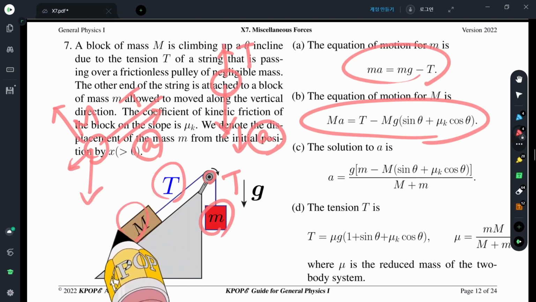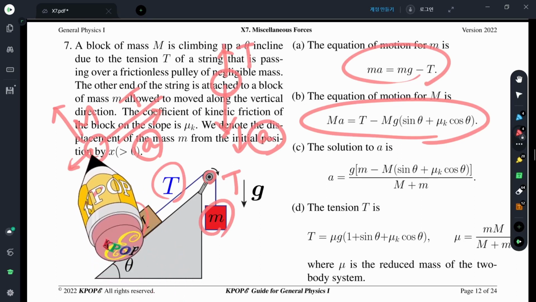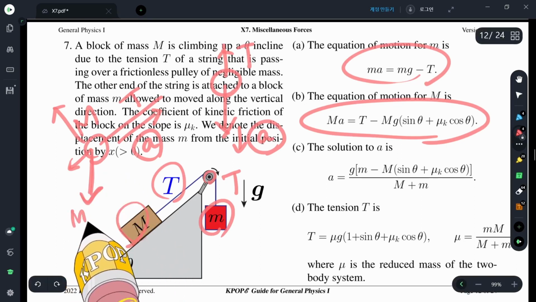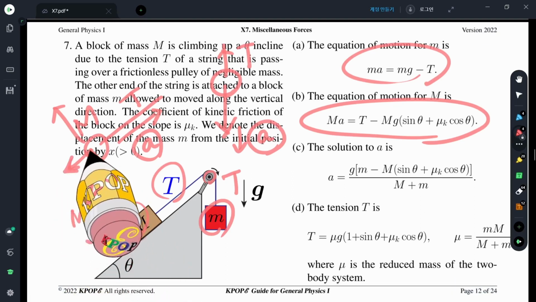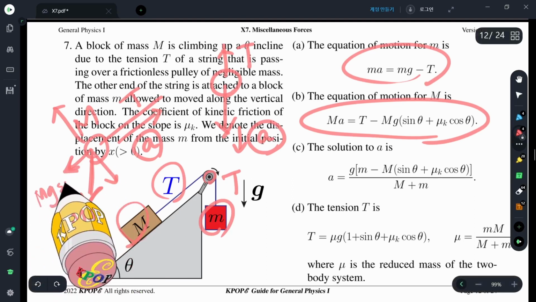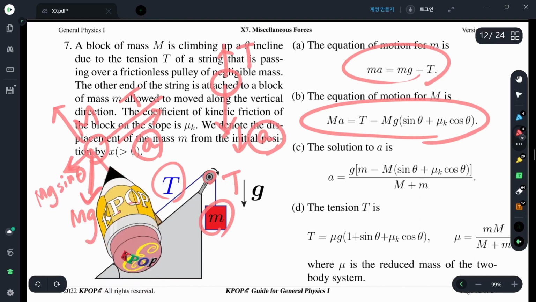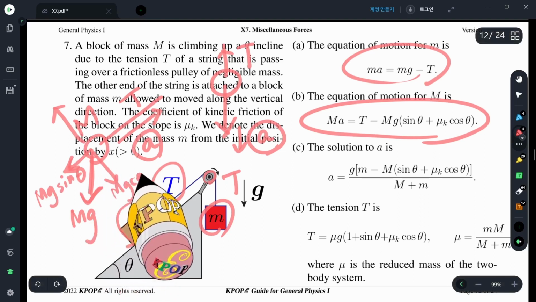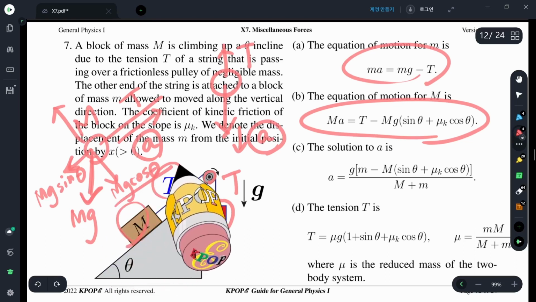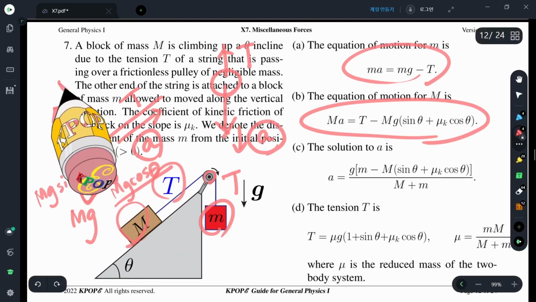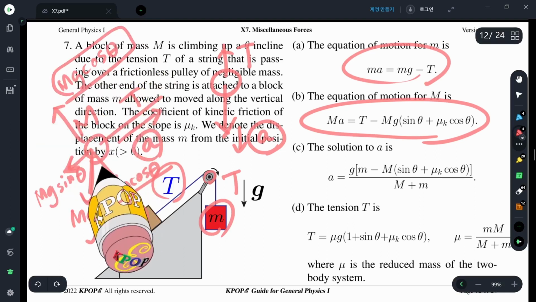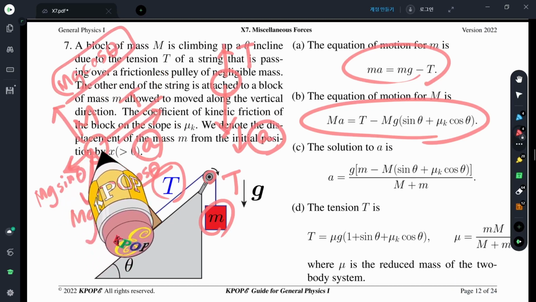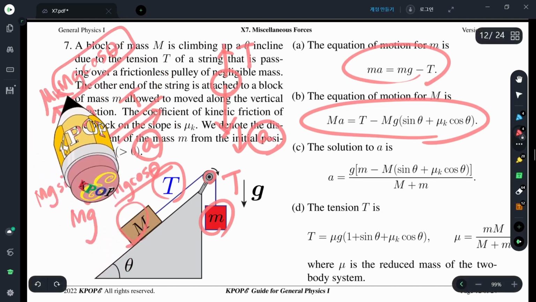But you can always simply reproduce this. The magnitude of this weight mg is decomposed into two pieces. Down the slope is mg sine theta. The pressing into the slope is mg cosine theta, and that should be cancelled by the normal force, that is mg cosine theta. And mg cosine theta determines the magnitude of the kinetic frictional force by multiplying the coefficient mu k.